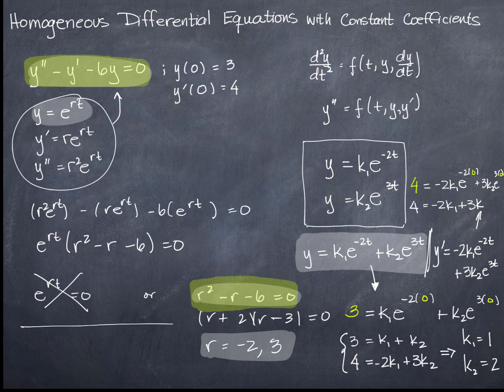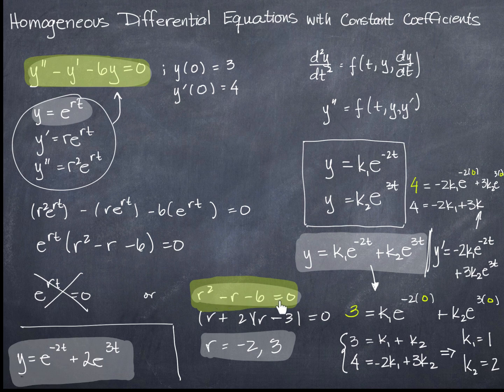So I'm going to go down here and write my final solution, which is y equals k1, which I know to be 1, e to the negative 2t, plus k2, which I now know to be 2, e to the 3t. And that is with two sets of initial conditions. That is how you go about finding the particular solution to a second order homogeneous linear differential equation.